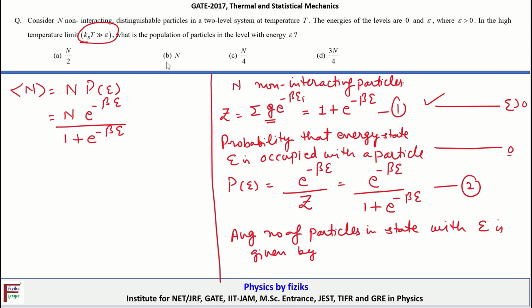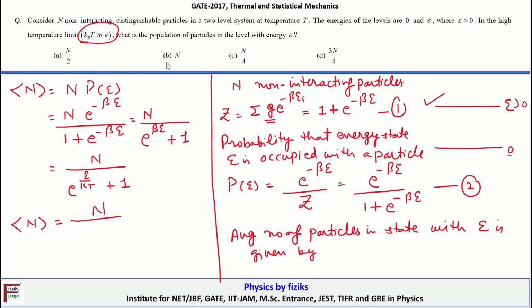Or in terms of kT, this is equal to n. We can also see that by taking the exponential factor into the denominator. While taking the exponential minus beta E into the denominator, this expression reduces to n upon exponential beta E plus 1, which is equal to n divided by exponential E upon kT plus 1. Then the average number of particles is n upon, because we have to apply the approximation that kBT is much greater than unity.